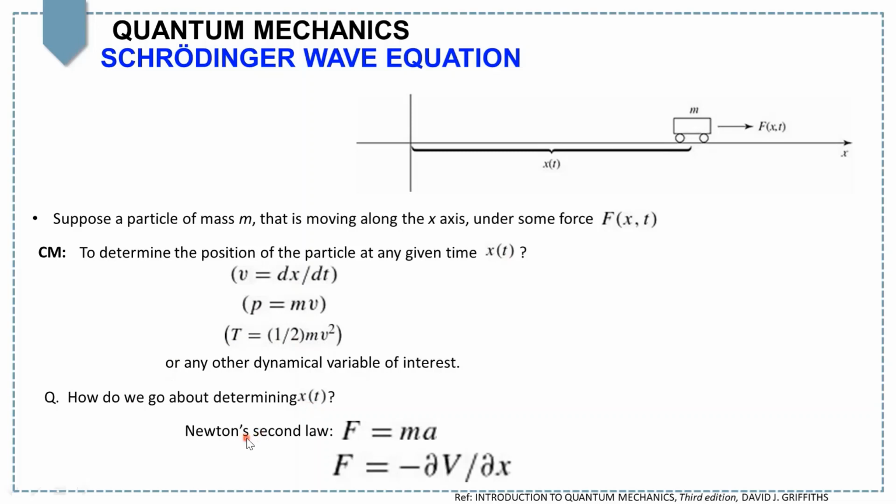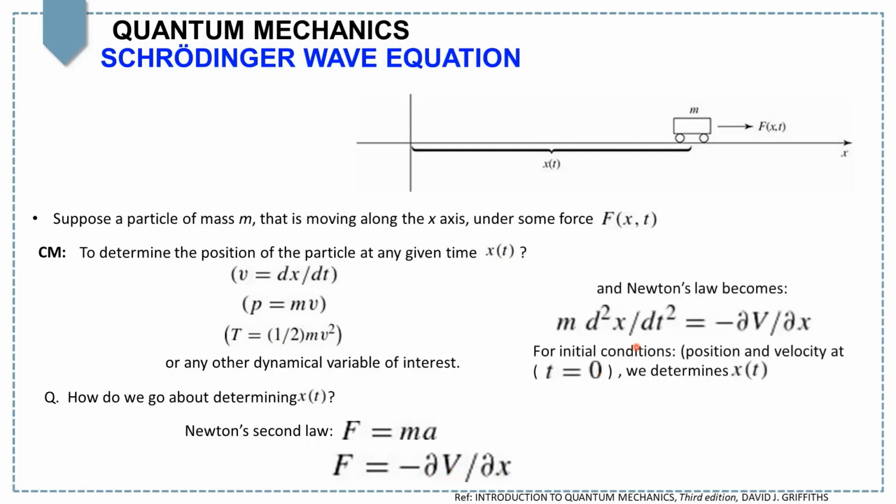For this, we will use Newton's second law, that is F equals ma. And for a conservative system, F equals minus partial V over partial x, where V is the potential energy. Now Newton's law becomes m times the second derivative of position with respect to time.